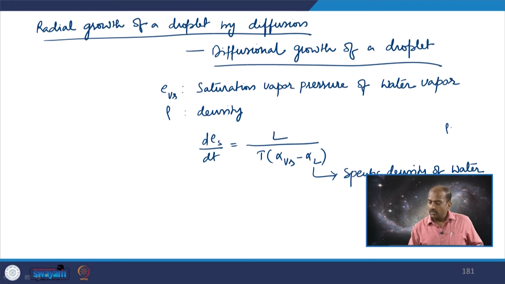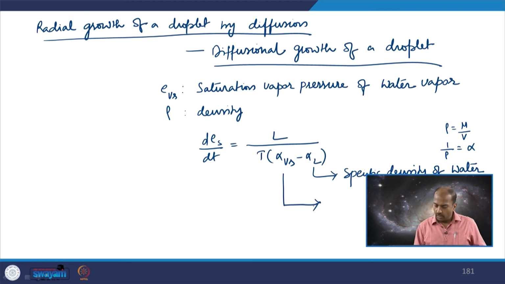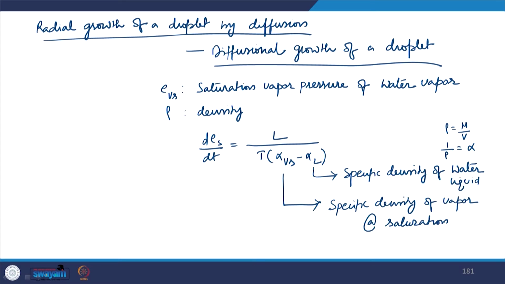So, we know that the density is mass per unit volume and 1 by rho is alpha, right. So, alpha L is the specific density of liquid and alpha Vs is similarly the specific density of vapor at saturation. This is more important, right.